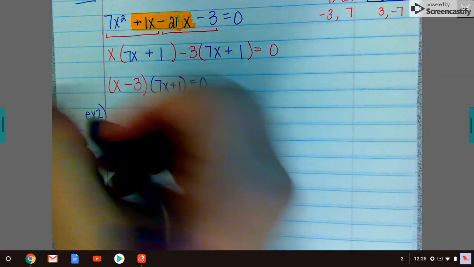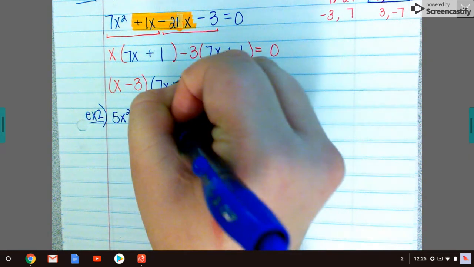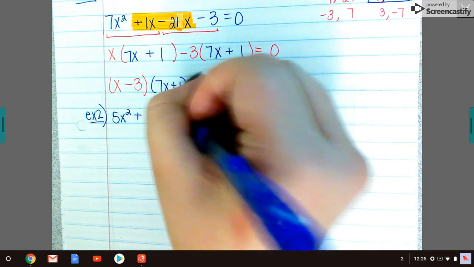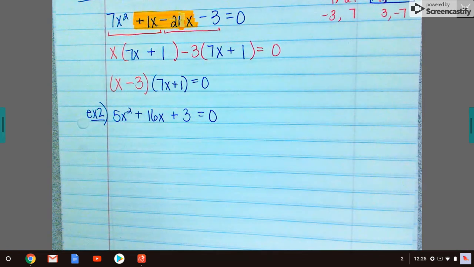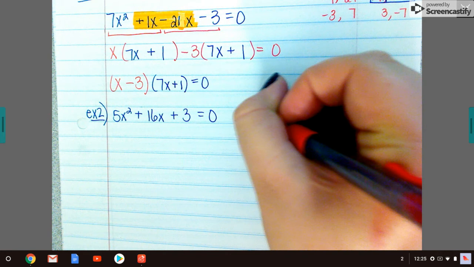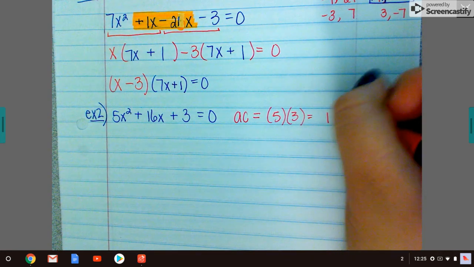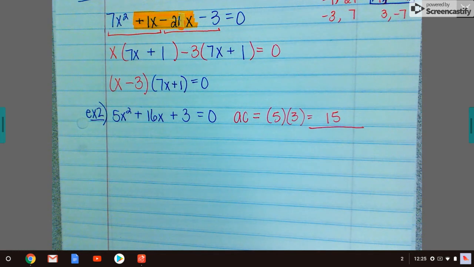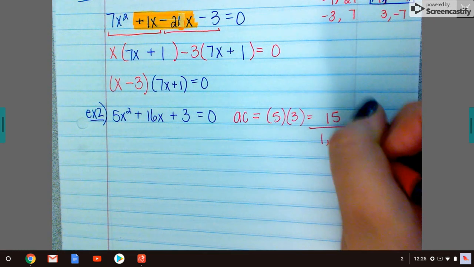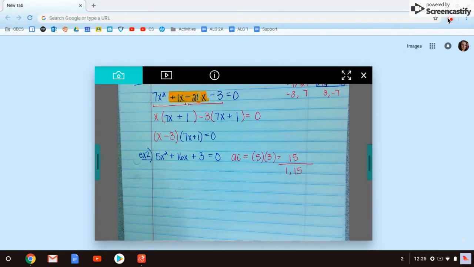So let's do 5x squared plus 16x plus 3. And again, we're going to start off by looking at our factors of AC. So we're looking at factors of 15. And let's see what we have here. We've got 1 and 15. We've got 3 and 5.